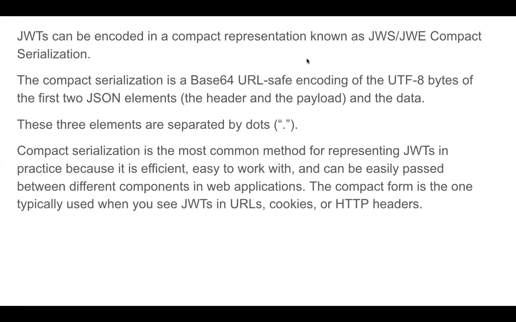These could be encoded in compact representations. Compact serialization, because you serialize, is a base 64 URL safe encoding of the UTF-8 bytes. Basically, in short, it just means whatever I just said: each part is a JSON giving some information about the JWT. The header will give information about the JWT, the payload will actually have the data, and then there's the signature.